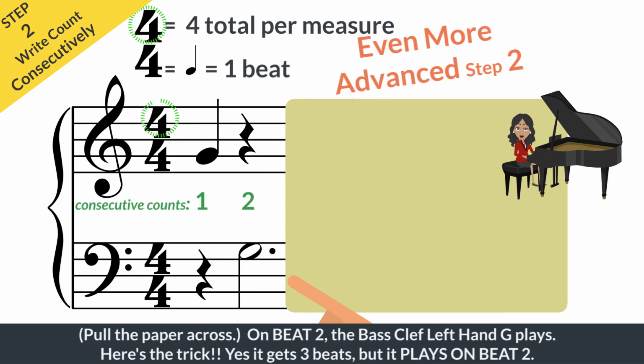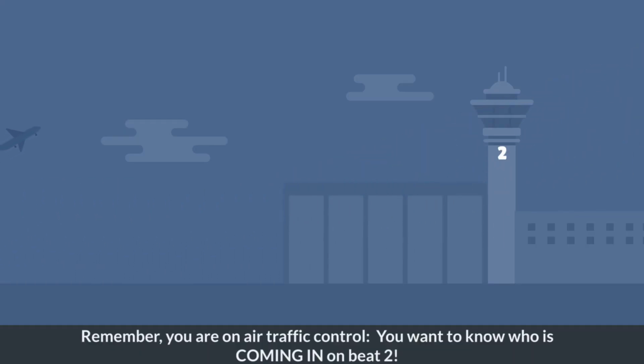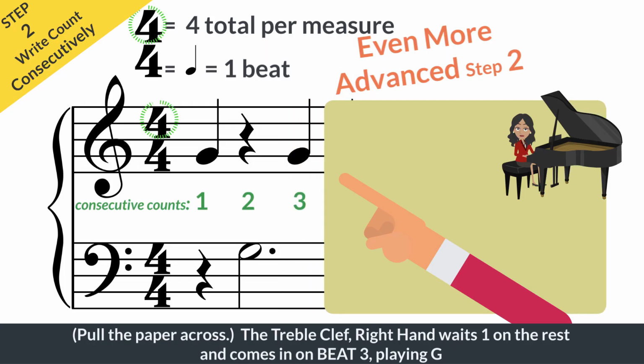Pull the paper across. On beat 2, the bass clef left hand G plays. Here's the trick. Yes, it gets 3 beats, but it plays on beat 2. Remember, you are on air traffic control. You want to know who is coming in on beat 2. Pull the paper across. The treble clef right hand waits 1 on the rest and comes in on beat 3 playing G.